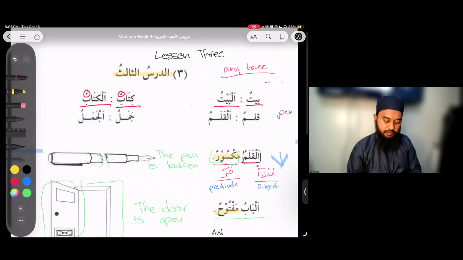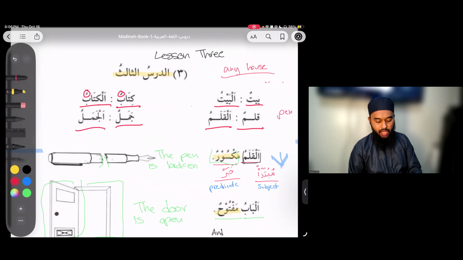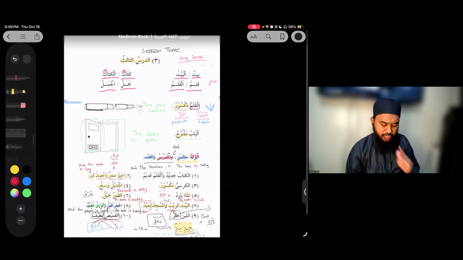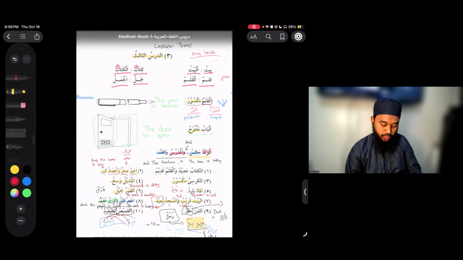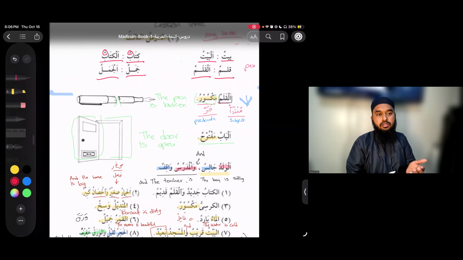I have repeated myself many times. So same thing over here. Qalamun, a pen. Al-qalamu, the pen. Jamalun, a camel. Al-jamalu, the camel. Now in lesson number 3, they're teaching you subject predicate, if you want to make a sentence.